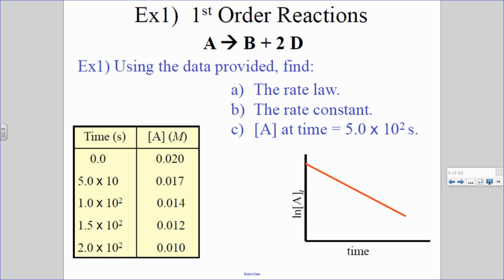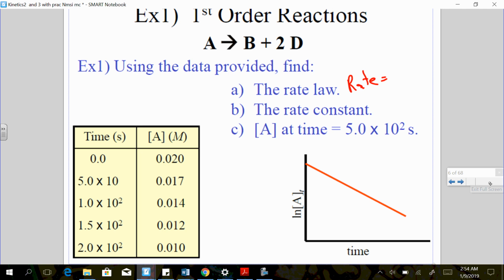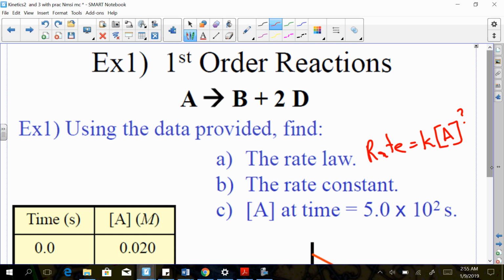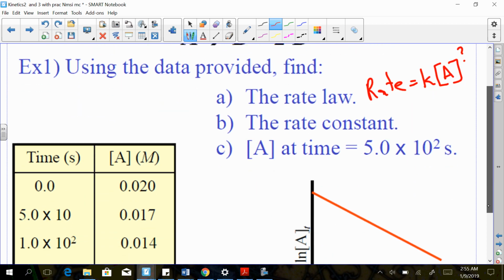It says using the data provided, find the rate law. And so by finding the rate law, we're going to have rate equals K times the concentration of, now I have only one reactant, so I can write my reactant. I don't know what goes here. So how am I going to figure out with what I have what goes there?